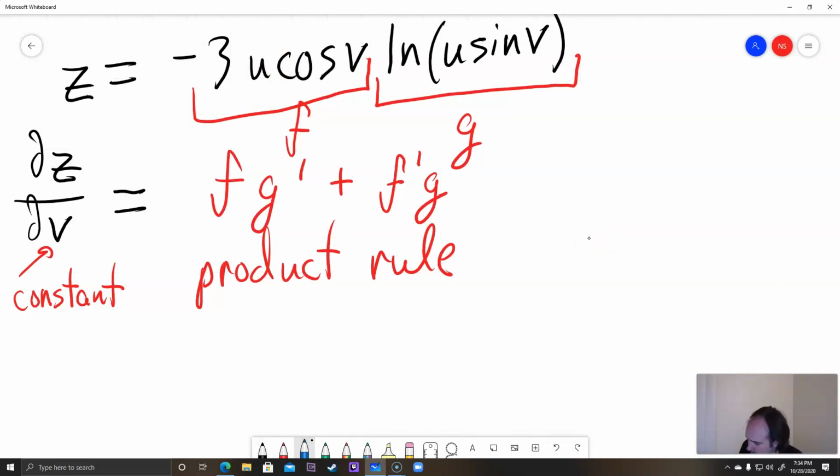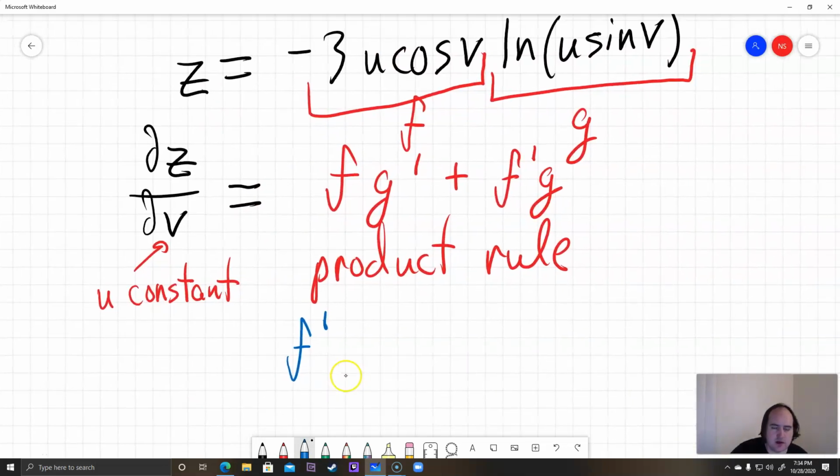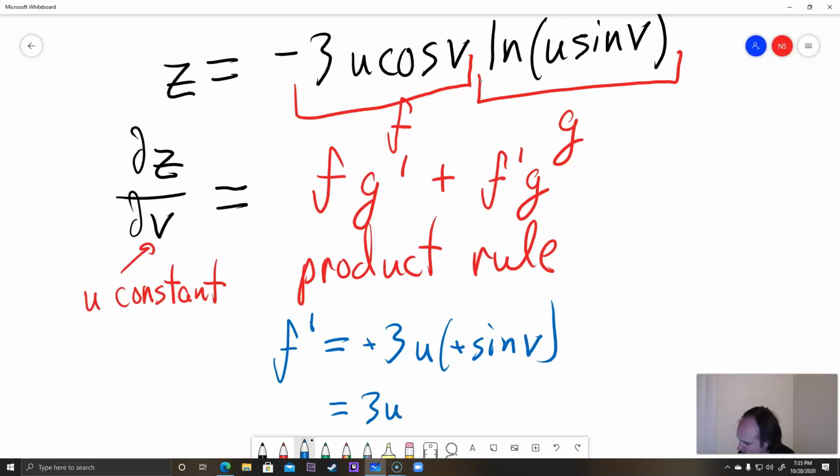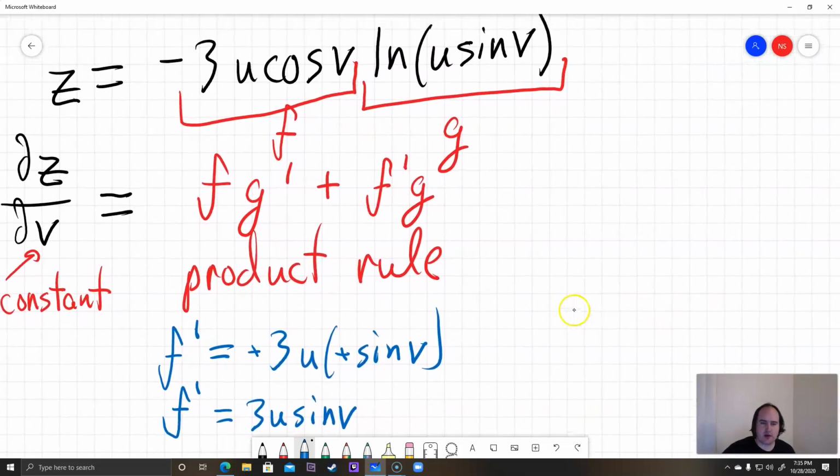So that means for f prime, we said that u was constant. So the derivative of negative 3u cosine of v is actually going to be negative 3u times negative sine of v. Negative 3u times negative sine of v. So the minuses are going to cancel. So f prime is actually going to be 3u sine of v. Okay, so there's our f prime, and then we also need our g prime to use the product rule.